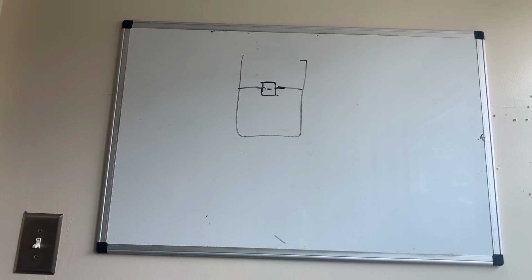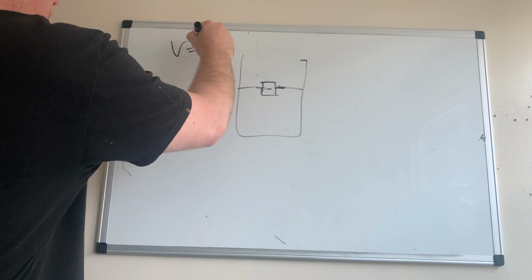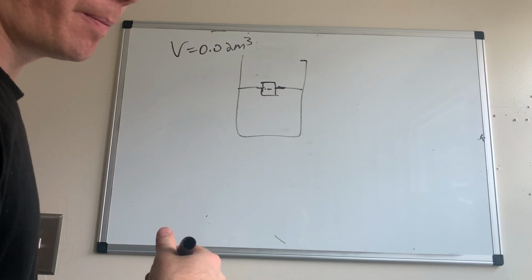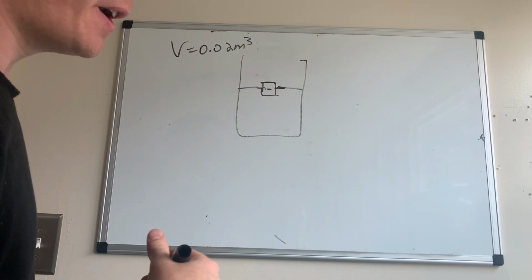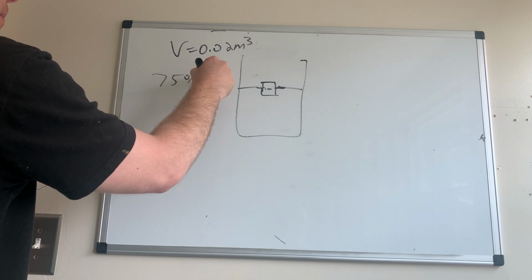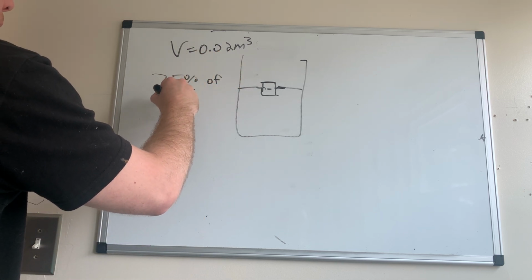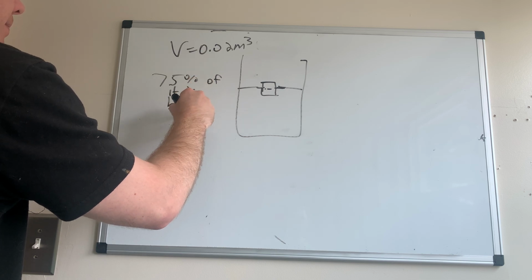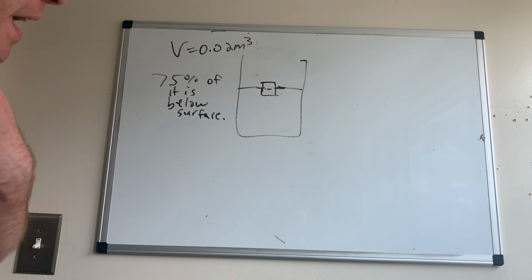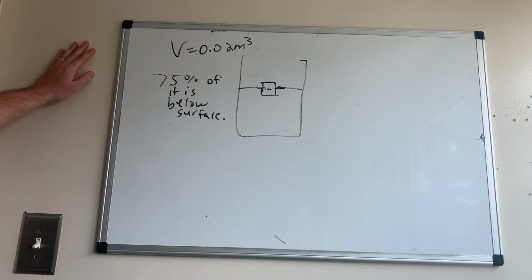So we have a wooden block. We're told the volume of it. So small block. It's floating in water, and we're told that 75% of it is submerged, meaning that 75% of it is below the surface. And we're asked for the mass of the block.